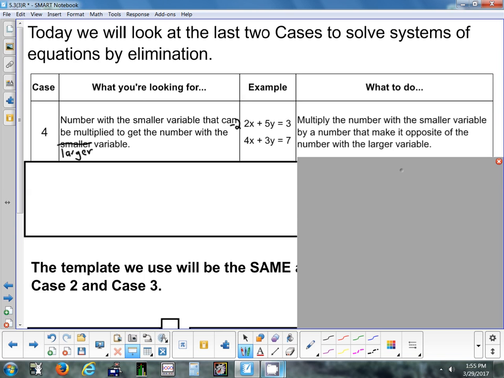It says multiply the number with the smaller variable by a number that makes it opposite of the number with the larger variable. The smaller one can be multiplied by something to give you the larger one. Because 3 is the smaller with the y's, there's nothing I can multiply 3 by to give me 5. When I multiply, I'm not just saying 3 plus 2 is 5, we're multiplying. That wouldn't work, because 3 times 2 is 6. So that wouldn't work. So that's case 4.